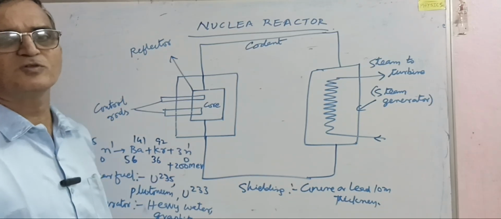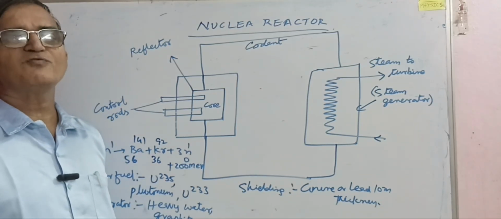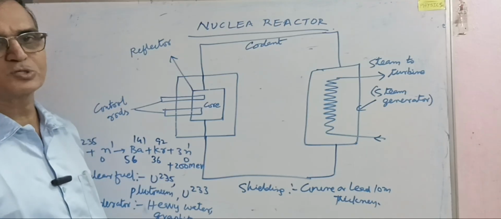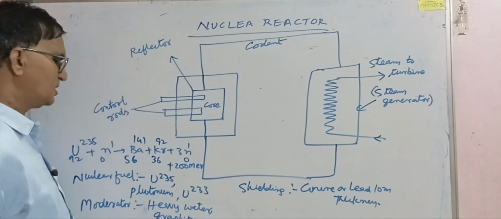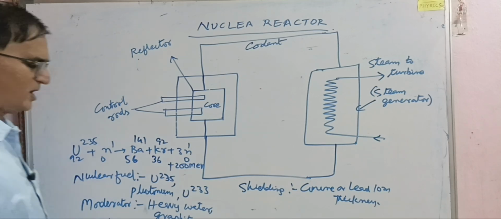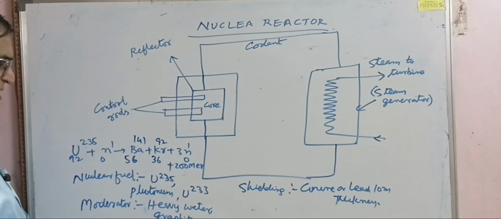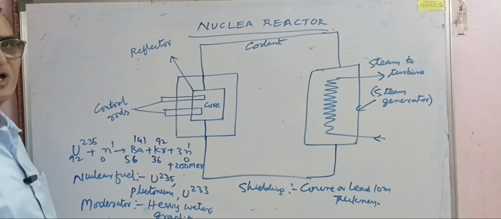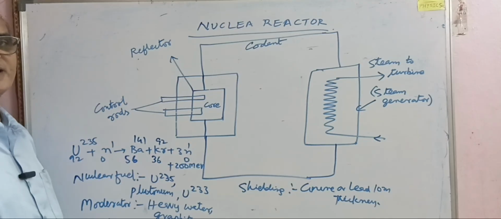And secondly, you have to slow down the fast moving neutrons. To slow down the fast moving neutrons, moderators are used. Heavy water and graphite are used as moderators. By careful adjustment of the control rods and by using moderator, the fission reaction inside the nuclear reactor can be kept under full control.